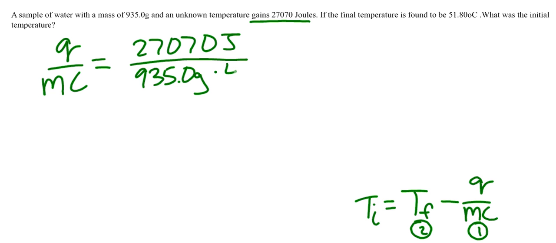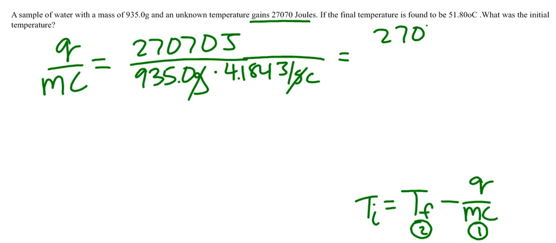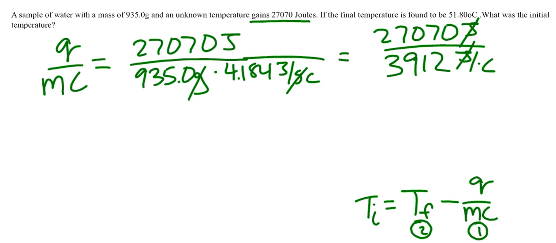The mass is 935.0 grams times 4.184 joules per gram degrees Celsius. In this case, my grams are going to cancel out yet again. When I write my little intermediate step, I'm going to end up with 27,070 joules all over 3912, 4 sig figs, right? And this is joule degrees Celsius. My joules will now cancel out, and my final answer ends up being, with 4 sig figs, 6.920 degrees Celsius.